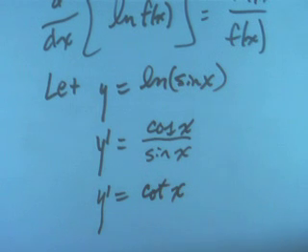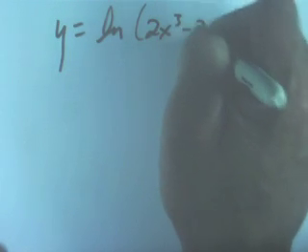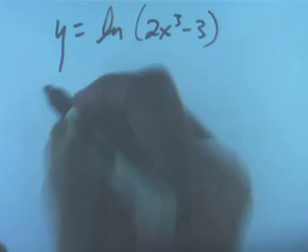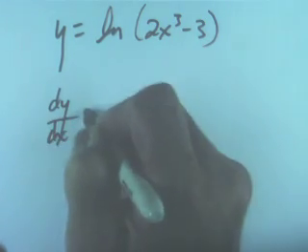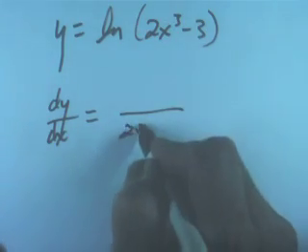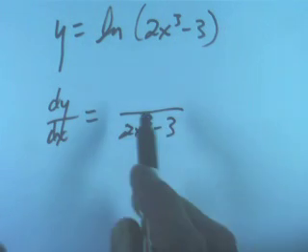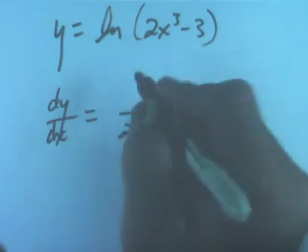Let's do another example. Let's say we have y equals the natural log of 2x cubed minus 3, and we need to find the derivative. Well, y prime, or dy dx, whichever symbol you want to use, is going to equal a ratio. We take this argument and put it in the denominator, so 2x cubed minus 3. Then we take the derivative of this denominator and put it in the numerator, so the derivative would be 6x squared.